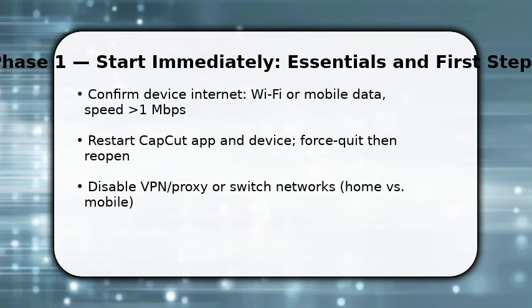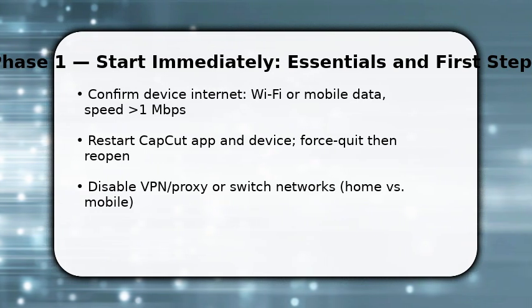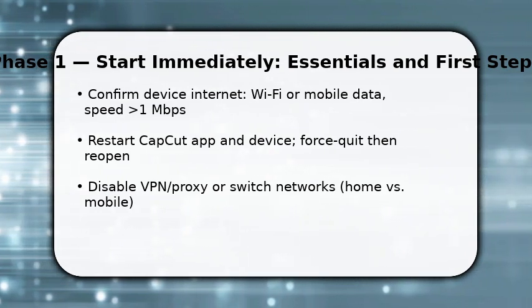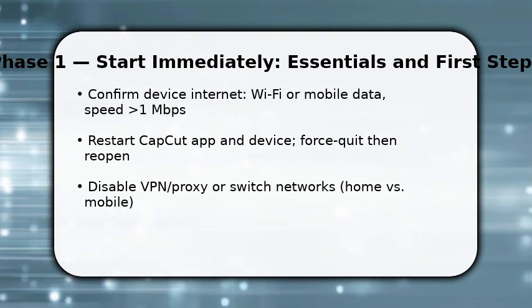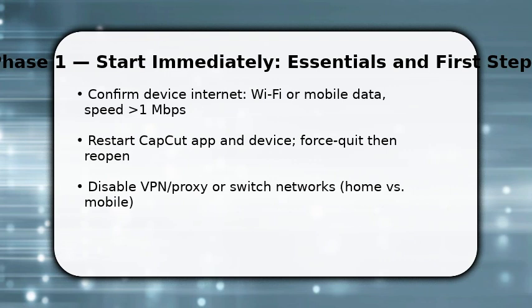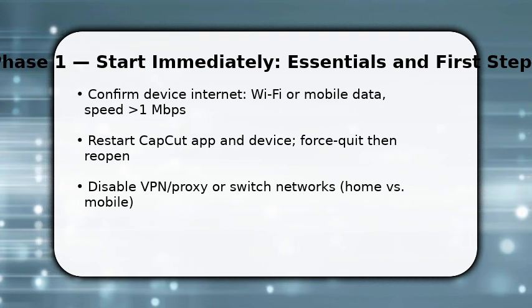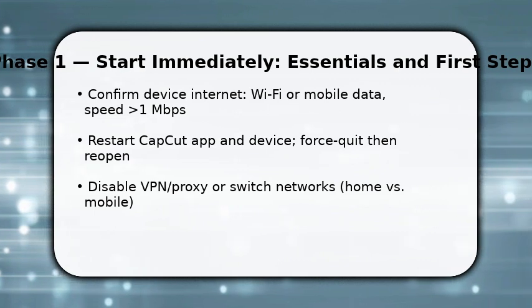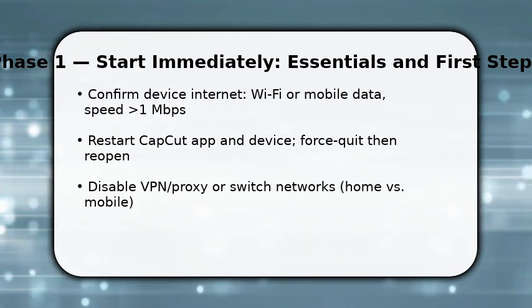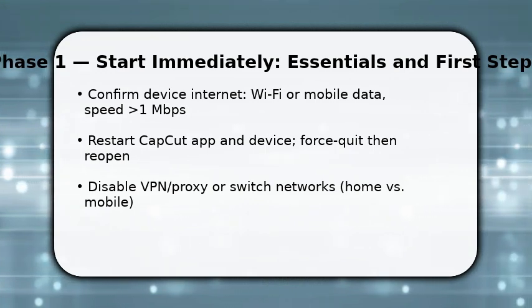Enjoy the video. You begin by validating essentials. Your device must have a stable connection, so check Wi-Fi or mobile signal and speed. Next, force quit CapCut and restart it. This clears transient glitches. Once done, disable any VPN or proxy because they often block CapCut servers. Alternatively, switch from Wi-Fi to mobile data to compare. Make sure app permissions for network are enabled. These first actions remove the most common obstacles and get you into deeper troubleshooting if needed.